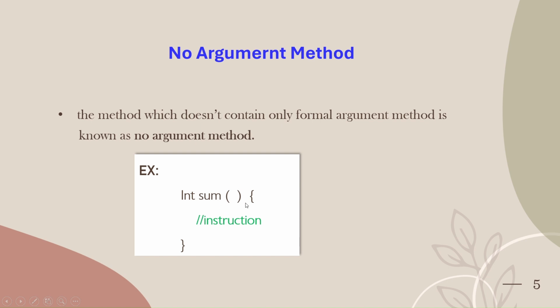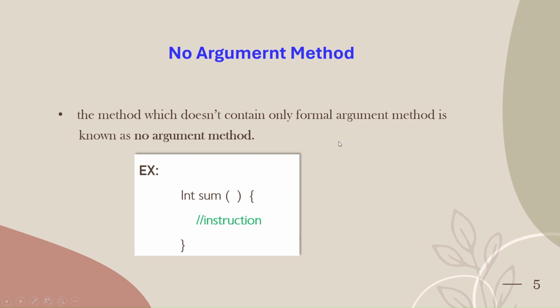We do not have any variable created inside the sum parentheses, and whatever instructions we write inside the method are considered as the tasks the method performs. I hope you understand the no argument method in Java. If you don't, you can listen again, because it is just a simple thing: inside the parentheses we don't create any variables. That is why it is considered a no argument method in Java. The method type is int, so it will return int type data.